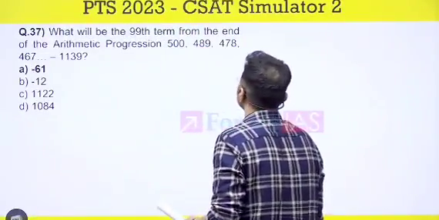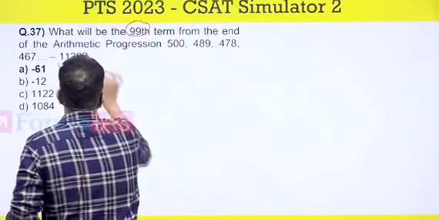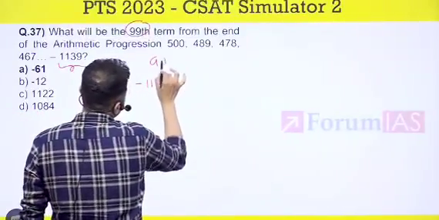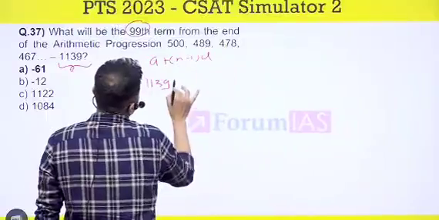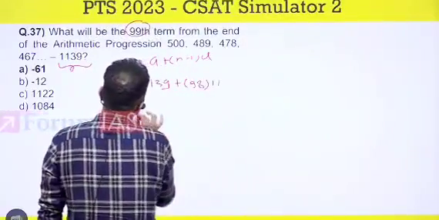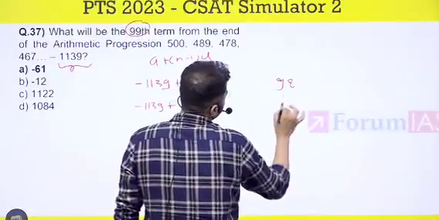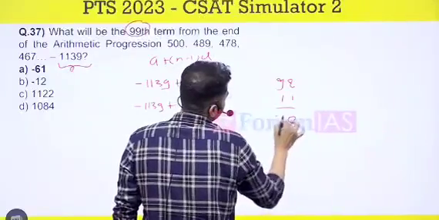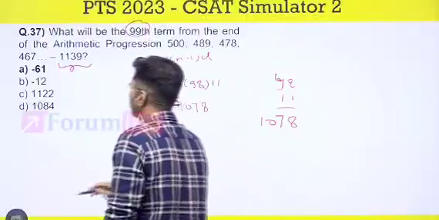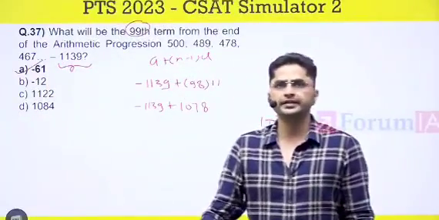Let's see this one. Here, we have to find which term? 99th term starting from here. So my first term is minus 1139. Then, what is the nth term? A plus n minus 1 into d. So this becomes this plus 99 minus 1, which is 98, into 11. So this becomes minus 1139 plus 98 into 11. 98 into 11 is 1078. Okay, so your answer would be minus 61.